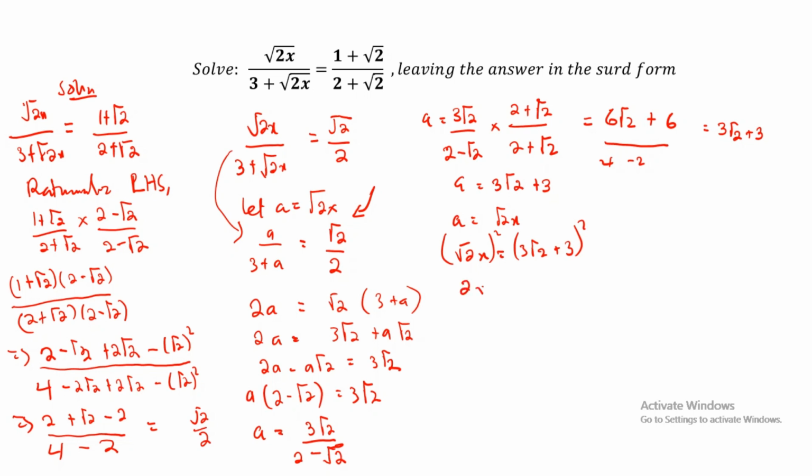Then this will give us 2x equal to, when you square this, 9 into 2, plus 9, plus 3 times 3, 9 times 2, that will give us 18 square root of 2. And then 2x will be equal to 27 plus 18 square root of 2. So our x will be equal to 27 plus 18 square root of 2 all over 2. So this is your final answer, and this is x.